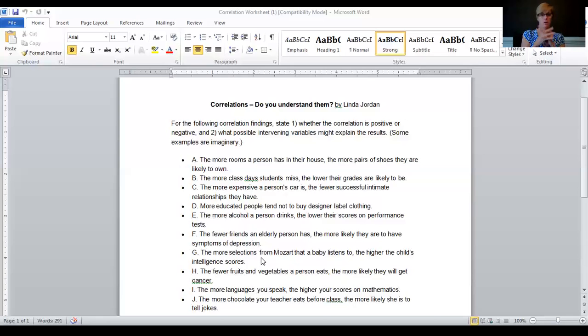Let's see, what else? Well, F has fewer friends, more likely to have symptoms of depression. Opposite directions. What do we call that?